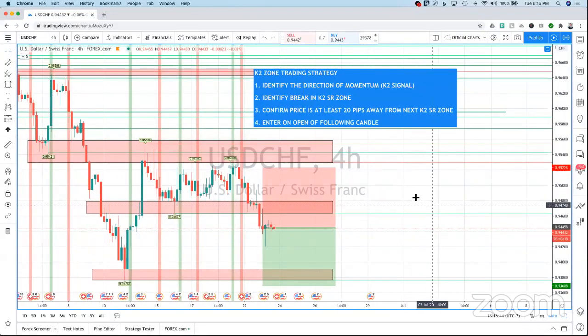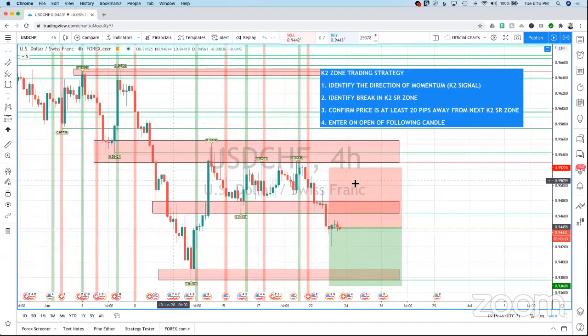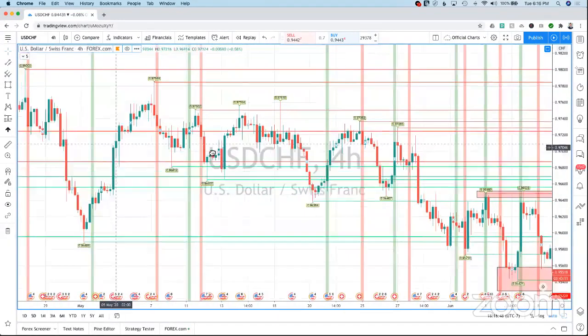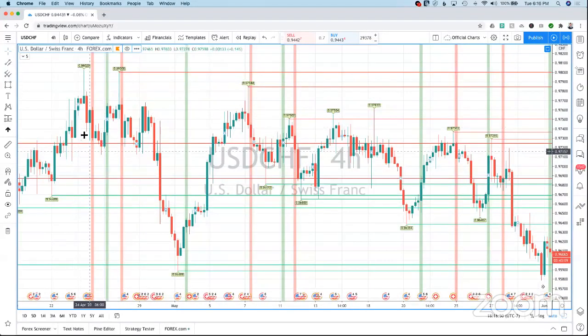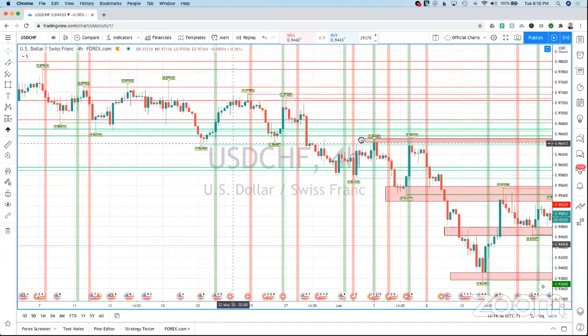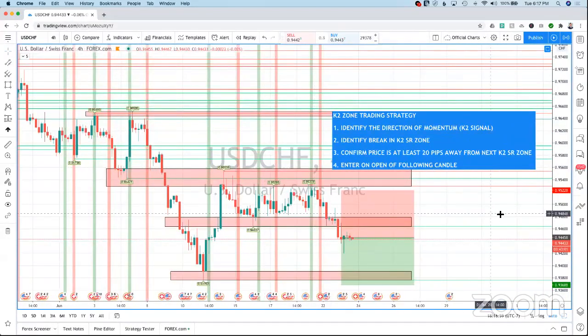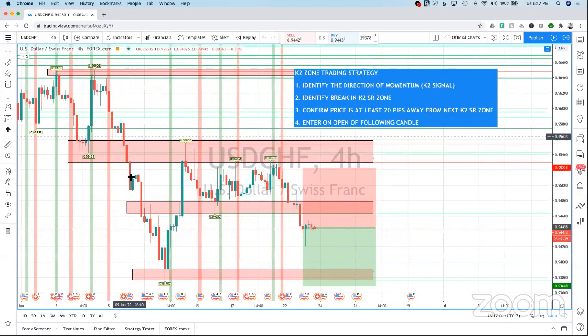And the reason why we pay attention to these zones is because, as you can see right here, price generally moves from zone to zone. So it moved from this zone to this zone, to this zone, to this zone. And it just pretty much tests zones back and forth. And that's pretty much how the market moves. So the thing is, once price breaks a zone like it did right here, odds are price is going to continue downwards and then move to the other direction.